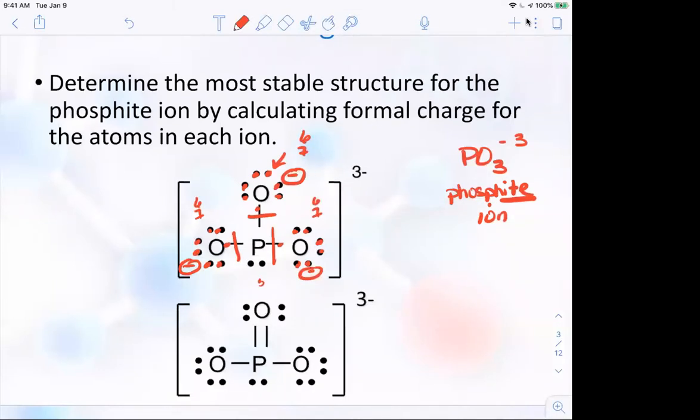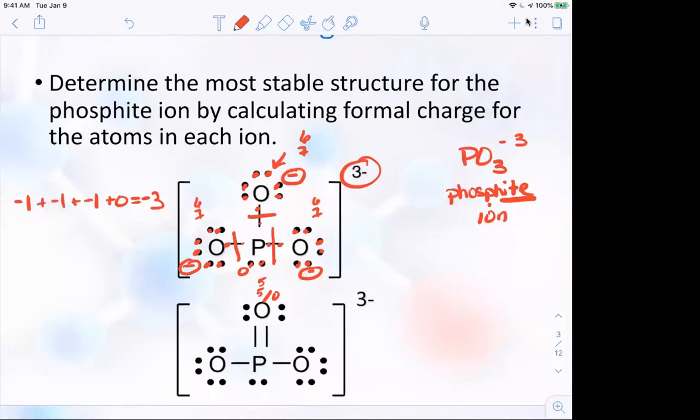Phosphorus is supposed to have 5. 1, 2, half the bonding, 3, 4, 5. So that gives me a 0 charge. So here I have -1 plus -1 plus -1 plus 0 is equal to a -3. Well, my ion charge is -3, so that's perfectly valid.